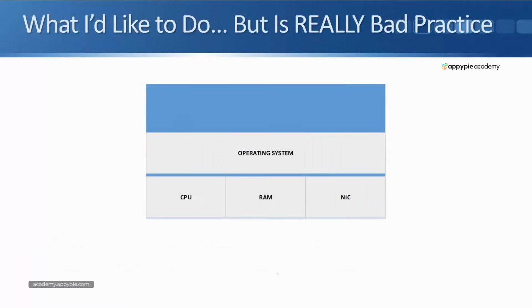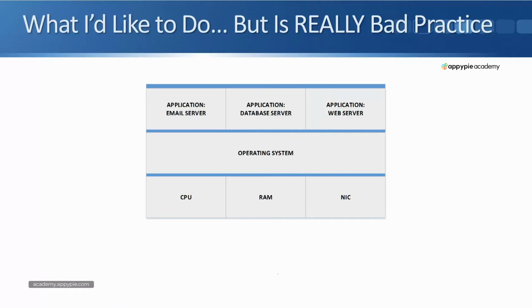So what I would like to do to get better utilization is this. Here again, I've got one server. I've got the hardware down at the bottom level, the CPU, the RAM, and the NIC. I've got my operating system installed directly on the hardware, and then on that one server, I'm going to install my mail server application and my database server application and my web server application as well.